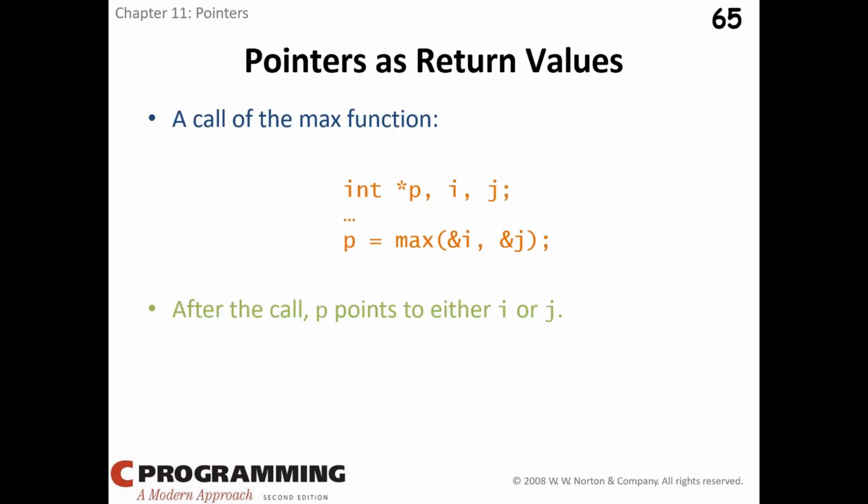And now let's analyze a call to the max function here. In this call, we declare an integer pointer p along with two integer variables i and j. And then we call the max function, passing the addresses of variables i and j as arguments. Upon returning from the function, the pointer p will be assigned the value returned by max, which is either the address of i or the address of j, depending on their values.